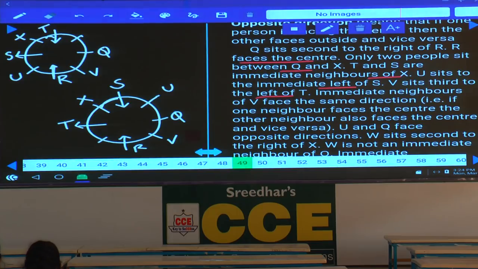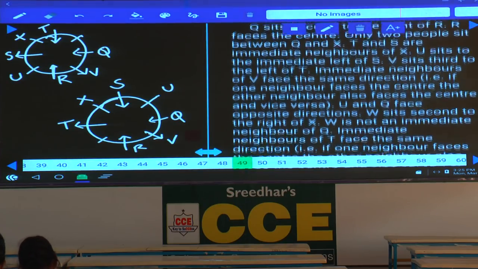Immediate neighbors of V are facing the same direction. R and Q are facing the same direction. R is center. Q is also center. Immediate neighbors of V, Q and R, are facing the same direction, isn't it? And U and Q face opposite directions. As U and Q are facing opposite, Q is center, V will be away. Q is center and V will be away, isn't it? Immediate neighbors of V face the same direction.